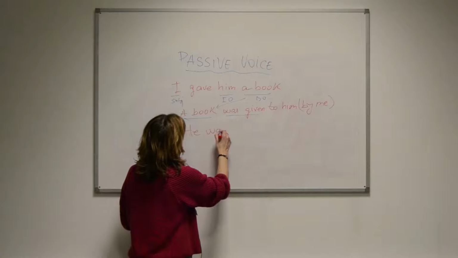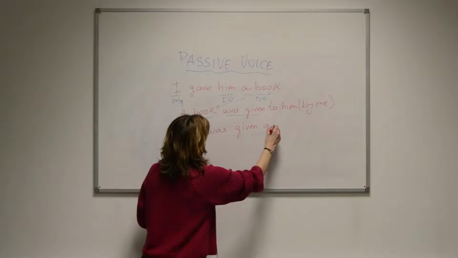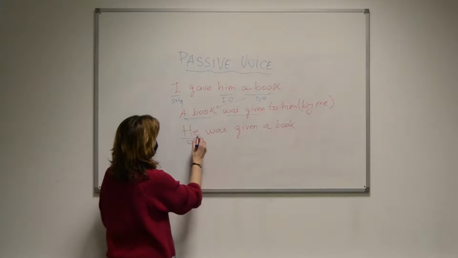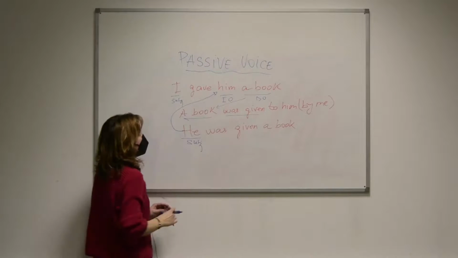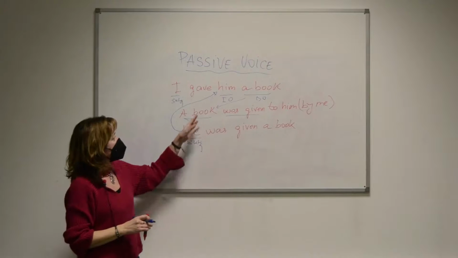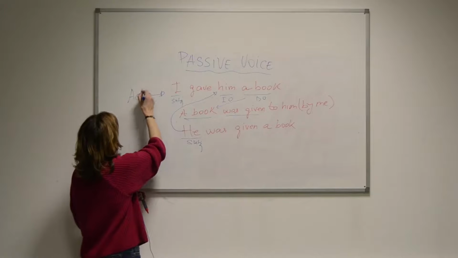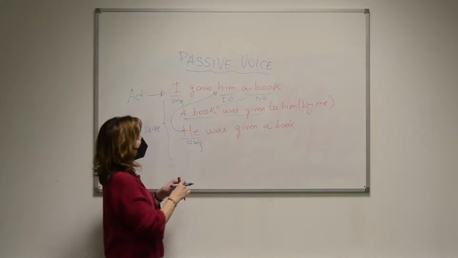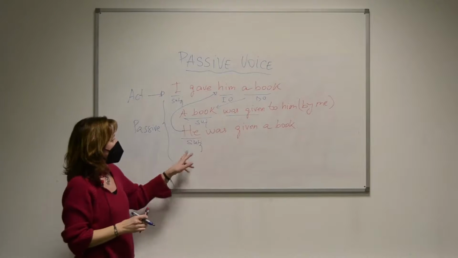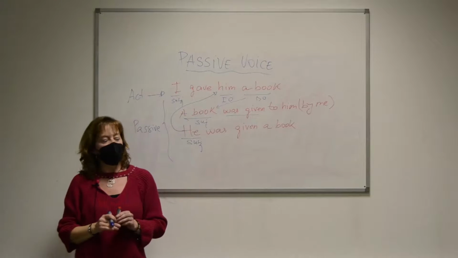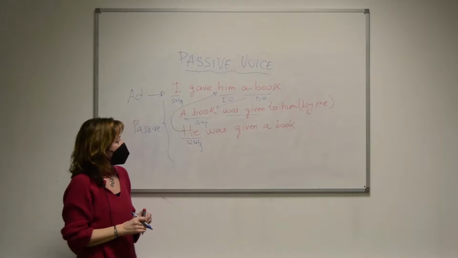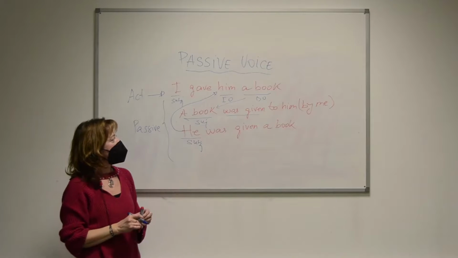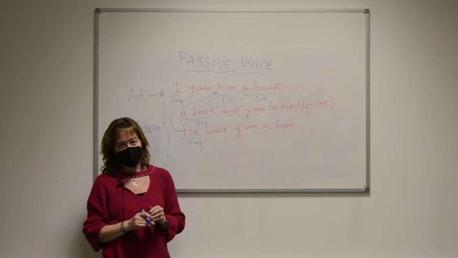He was given a book. It is very, very common in English. In this case, the subject of the passive sentence is the indirect object of the active sentence. With the same active sentence, we can create two possibilities of passive sentence. One in which the direct object is the subject, and another one in which the indirect object is the subject of the passive sentence, okay? This is different from the Spanish language. In Spanish, we only have one possibility, but in English, it's very common to find this type of structures.